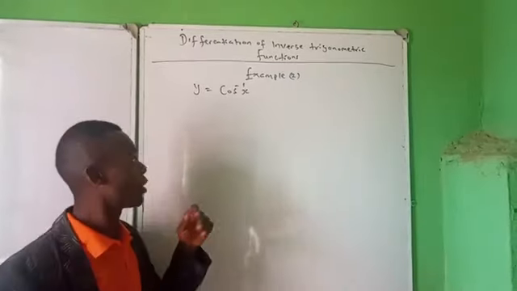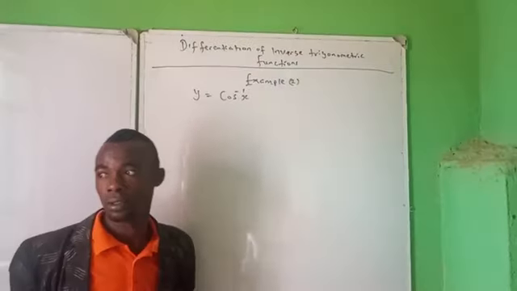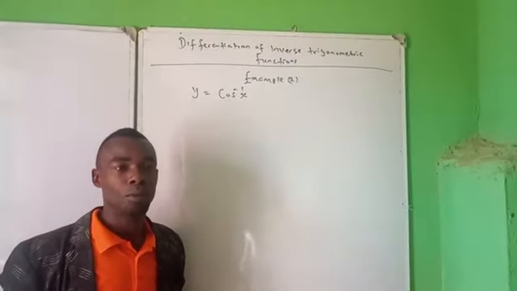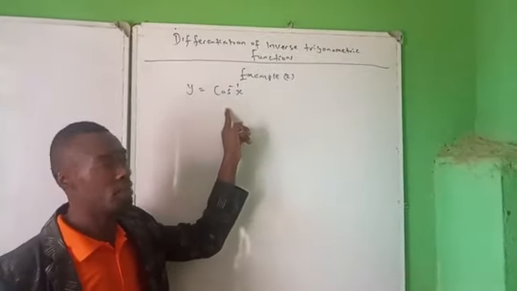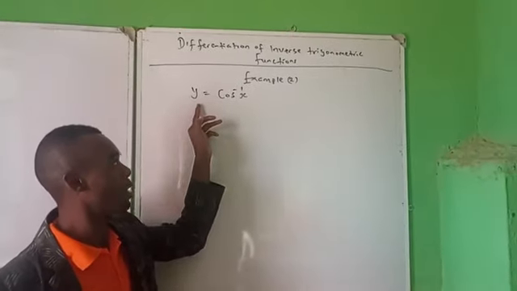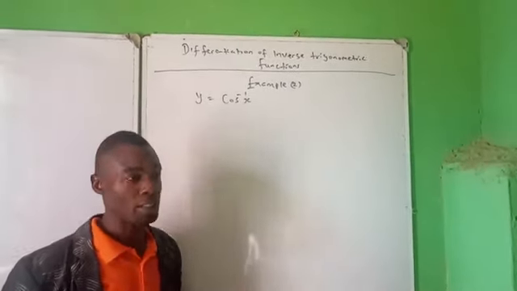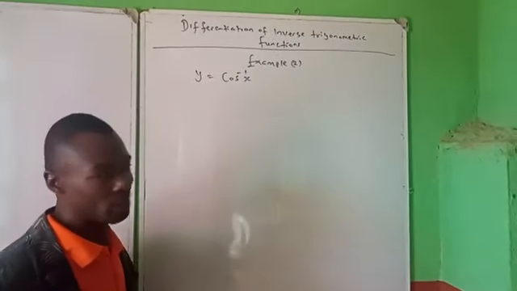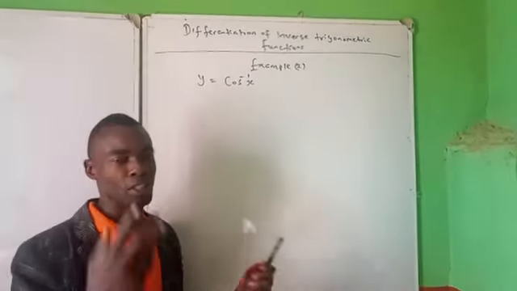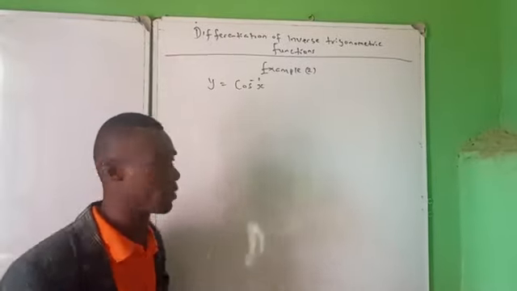Today we are still going to look at differentiation of inverse trigonometric functions. Last time we looked at the sine inverse. Today we are going to be looking at the cos inverse. The same method we used in the first sine inverse is the same thing we are going to use to differentiate this.